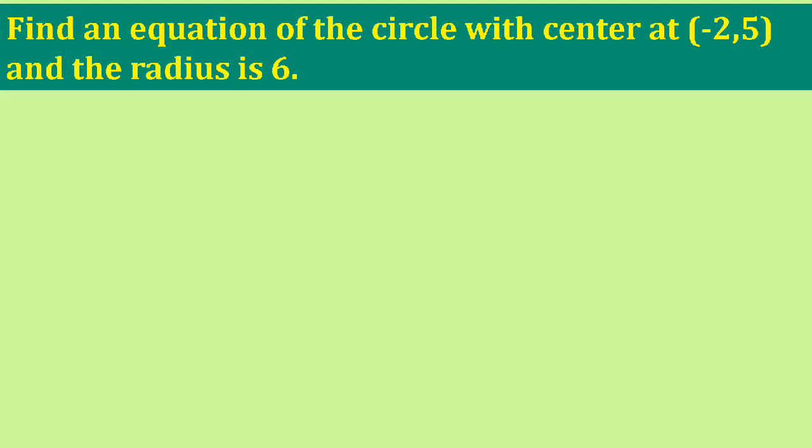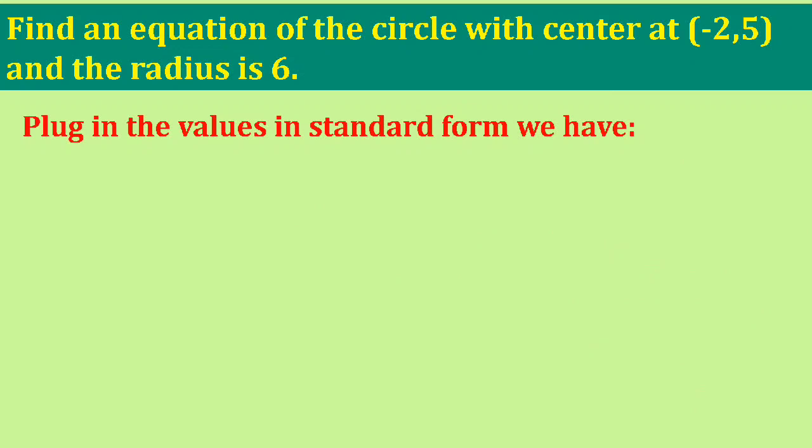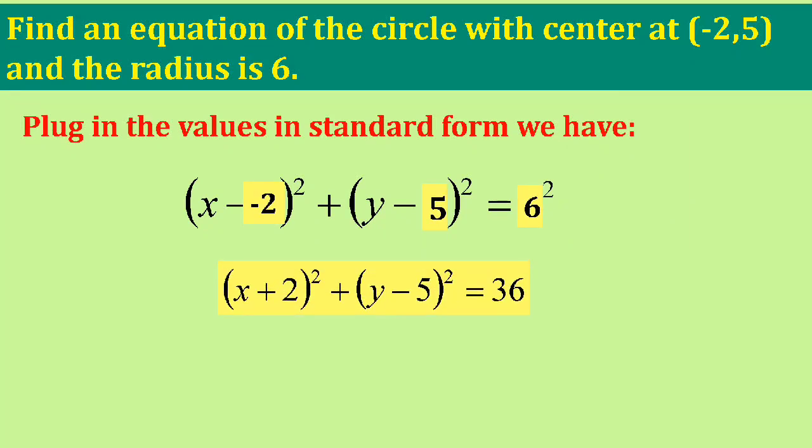For this example, we are just going to find the equation of the circle with center at (-2, 5) and a radius of 6. So what we are going to do is plug in the values in the standard form. So we have the quantity x minus h squared plus the quantity y minus k squared is equal to r squared. We have come up with x minus negative 2 plus y minus 5 is equal to 6. Simplifying, we have come up with the quantity x plus 2 squared plus y minus 5 squared is equal to 36. So this is the standard form of the equation of the circle.